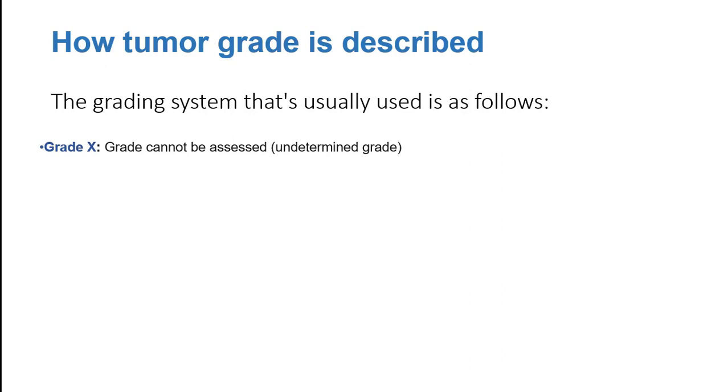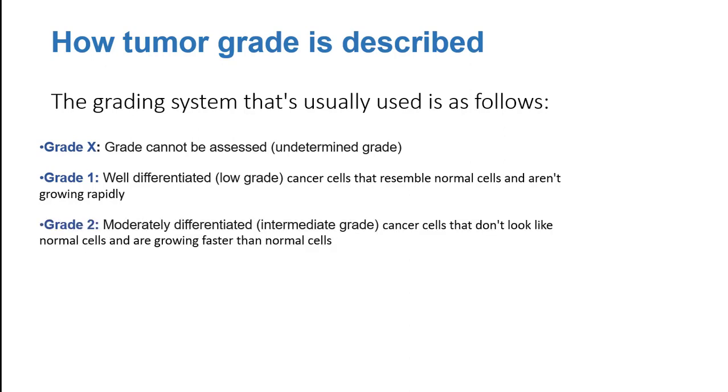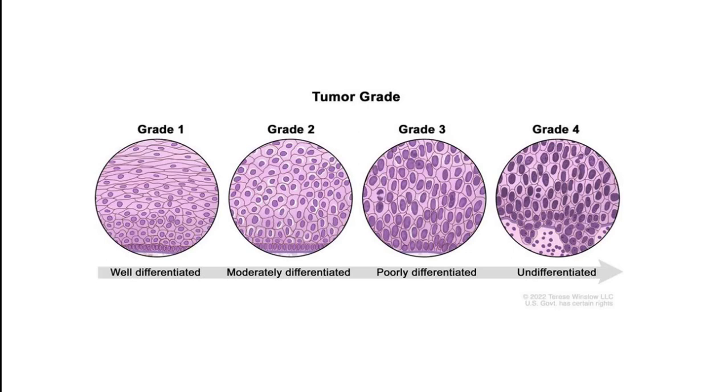Grade X: grade cannot be assessed, undetermined grade. Grade 1: well differentiated, low grade, cancer cells that resemble normal cells and are not growing rapidly. Grade 2: moderately differentiated, intermediate grade, cancer cells that don't look like normal cells and are growing faster than normal cells. Grade 3: poorly differentiated, high grade, cancer cells that look abnormal and may grow or spread more aggressively. Grade 4: undifferentiated and high grade. And the tumor grades, as you can see in this diagram: grade 1, well differentiated; grade 2, moderately differentiated; grade 3, poorly differentiated; and grade 4, undifferentiated.